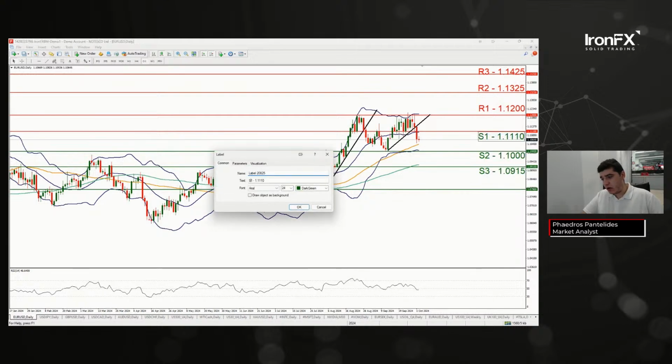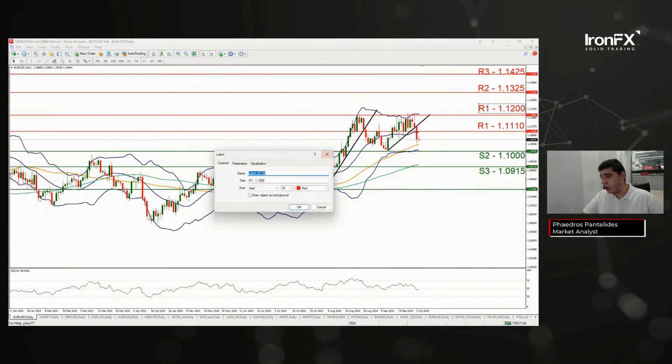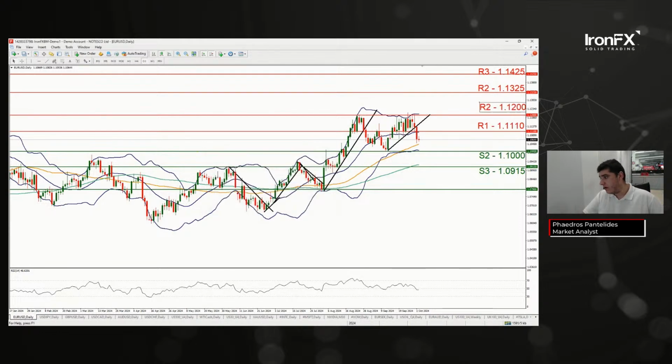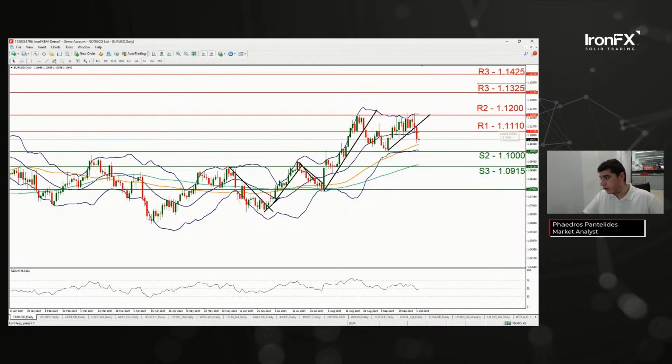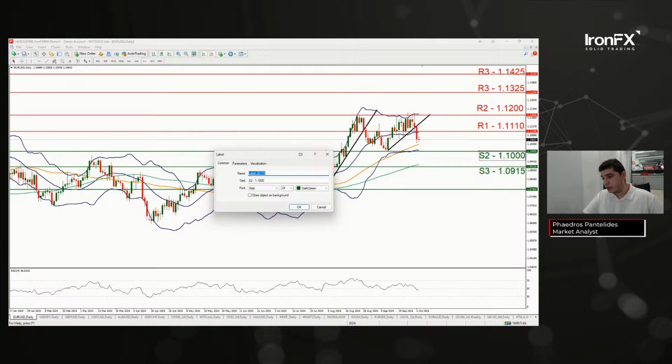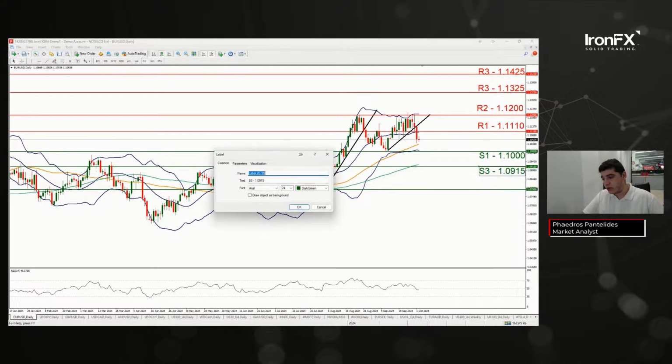So this becomes R1. 1.12 becomes R2. Then 1.1325 becomes R3. And I think you all know where this is going. 1.10 becomes S1. 1.0915 becomes S2. And then we have already placed S3 at 1.079.